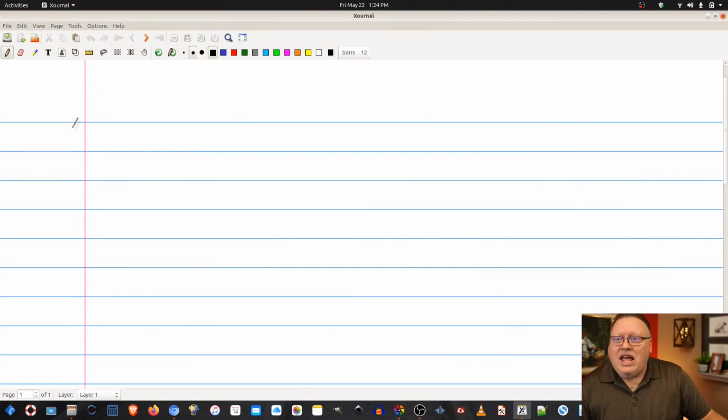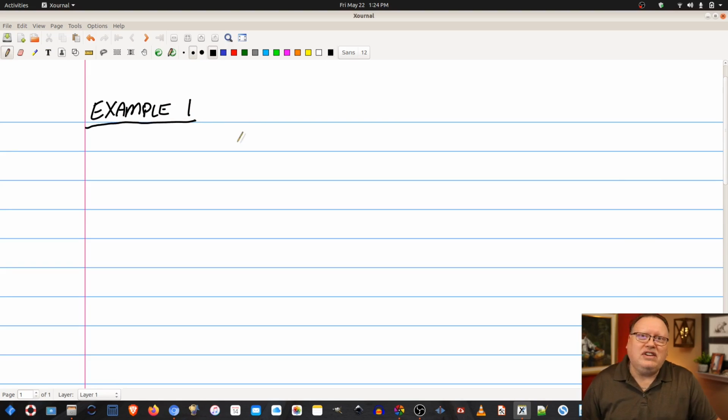All right, if we look at our first example here, we'll say example 1. And we want to solve a very simple radical equation, and that would just be the square root of x is equal to 12. Okay? This is a very simple problem, but some of you may look at that and you're like, I'm not sure how to do that. Well, let me show you.